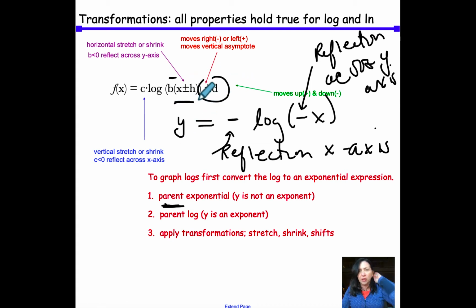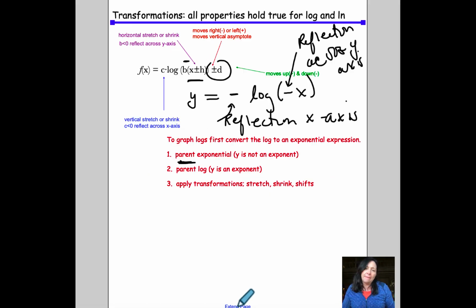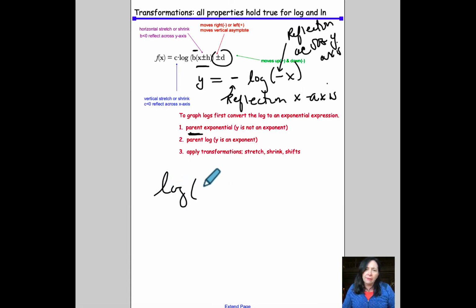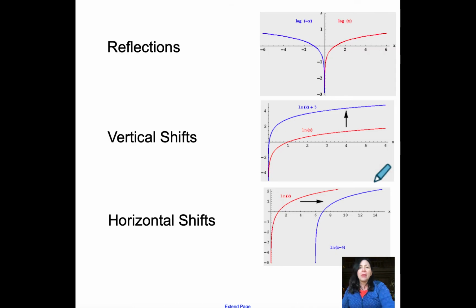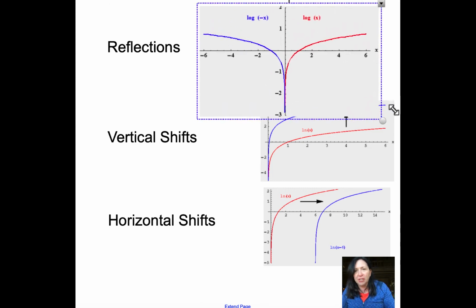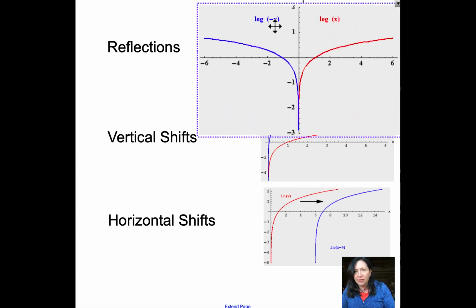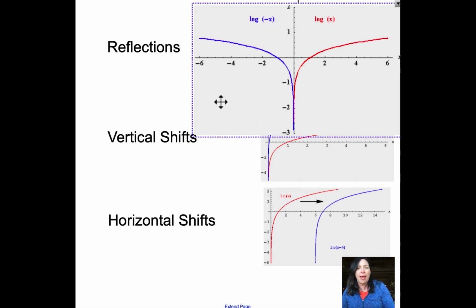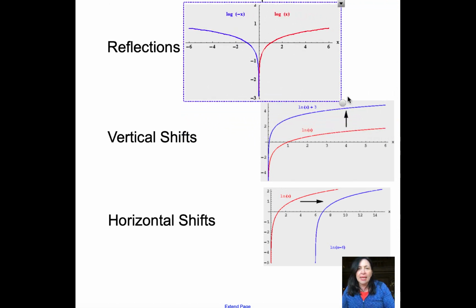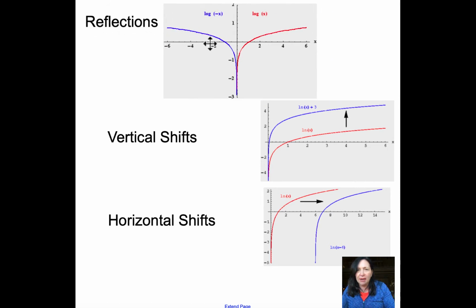And then this value in here, if you had, let's say, log of x minus 2 equals y, that moves your graph to the right or to the left. That's what that does. And so, again, reflections: this says negative x here, that reflects it across the y-axis. If you can see that negative sign inside the parenthesis, that's a reflection across the y-axis.